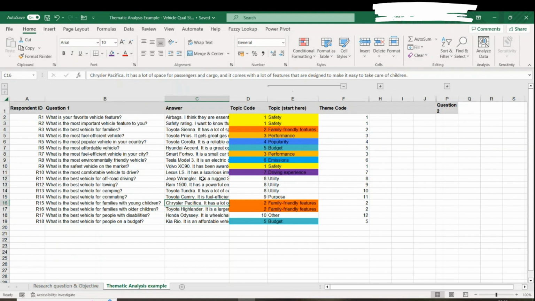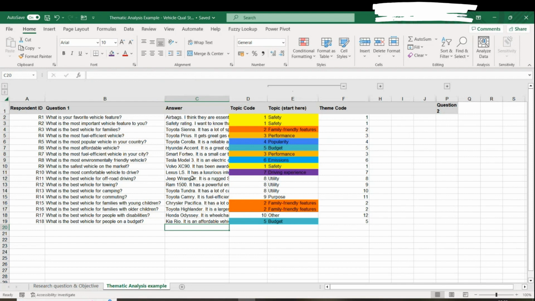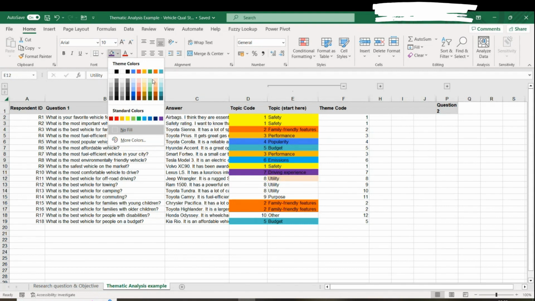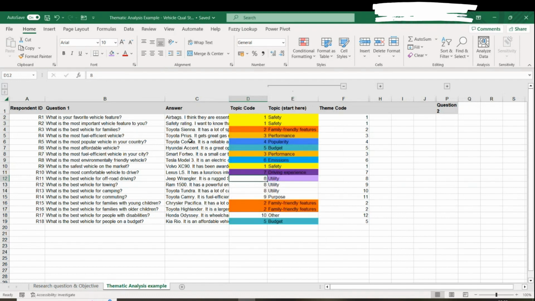So as a researcher, you also get to put your voice in when you're doing this, with what people are saying, and you also have to interpret. They actually value the car because it's designed to handle terrains, but they're not mentioning that you can also drive it on the road. But as a researcher, you would know that you can also drive it on the road. So it's a utility car. So now you can create a new topic, which is related to utility. Then we can give it a different color. And then let's look at whether there are any other responses that relate to utility.